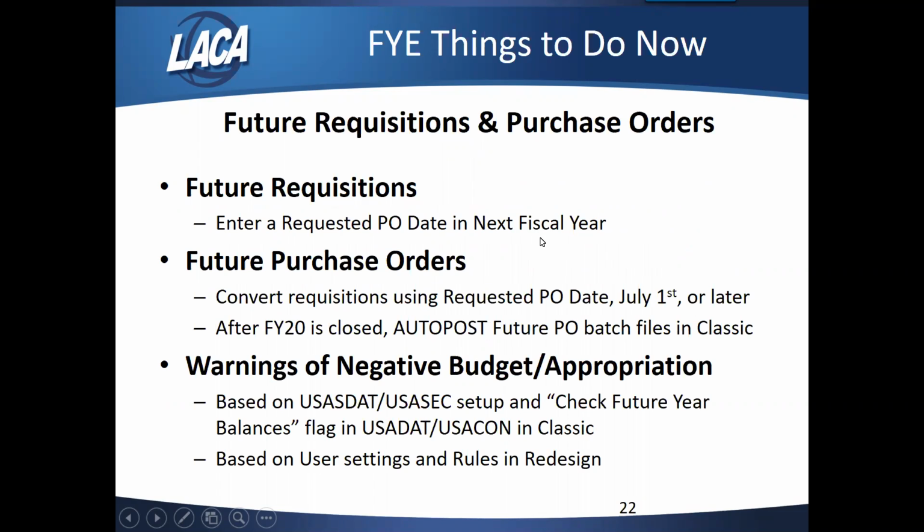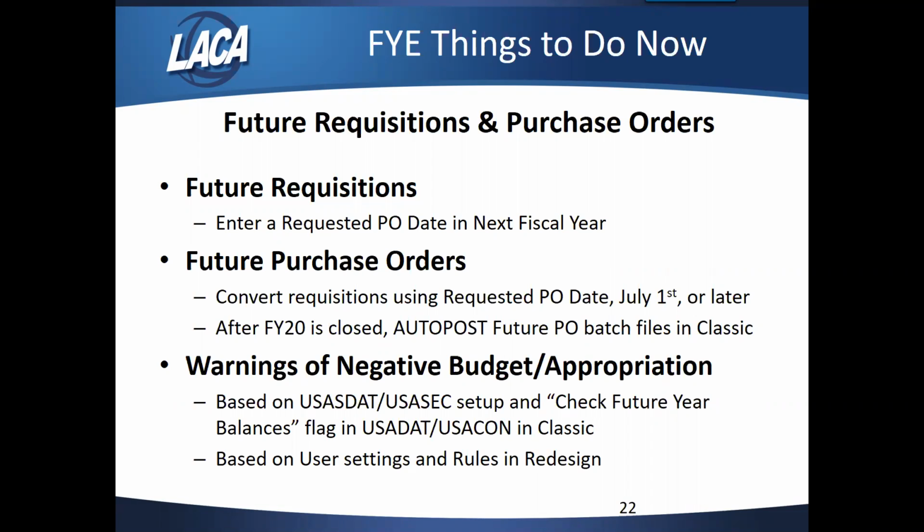So I also mentioned future purchase orders. If you have secretaries that are going to soon be entering future requisitions for next year, that requested PO date needs to be in the next fiscal year in order for it to successfully be considered a future requisition. If you are on Redesign, you will have to have that future posting period open in order for your secretaries to enter those future requisitions.